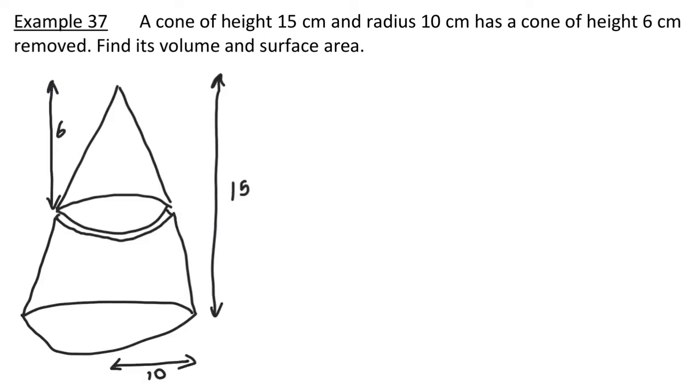So what we've got is this shape here where we've got a large cone with a perpendicular height of 15 and radius 10, and the small cone with an unknown radius but a height of 6. Now what we do know, if we think about it in terms of fractions, is that the small cone is 6/15 of the large cone. So if we do 6/15 of 10, that will give us the small radius, and that works out to be 4.